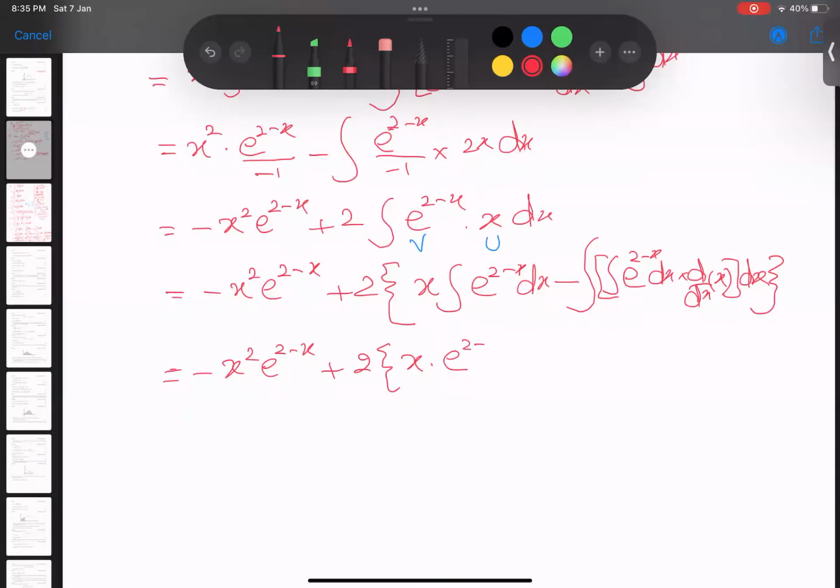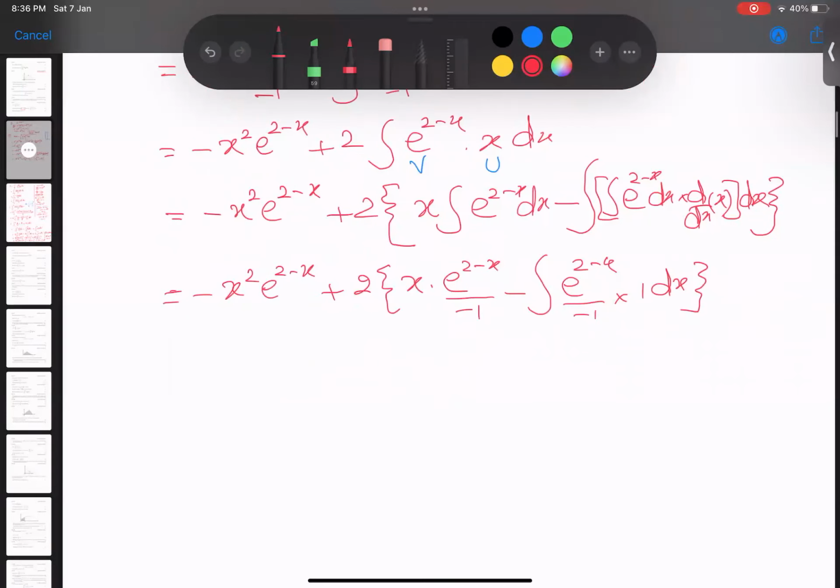Thank you very much. E to power 2x and divide by minus 1. Minus again e to power 2 minus x over minus 1 into x derivative is 1. So alhamdulillah rabbil alameen. I am proceeding now: minus x square e to power 2 minus x plus 2, bracket starts. This becomes negative x e to power 2 minus x. This minus into minus becomes plus, and integration of e to power 2 minus x is left.